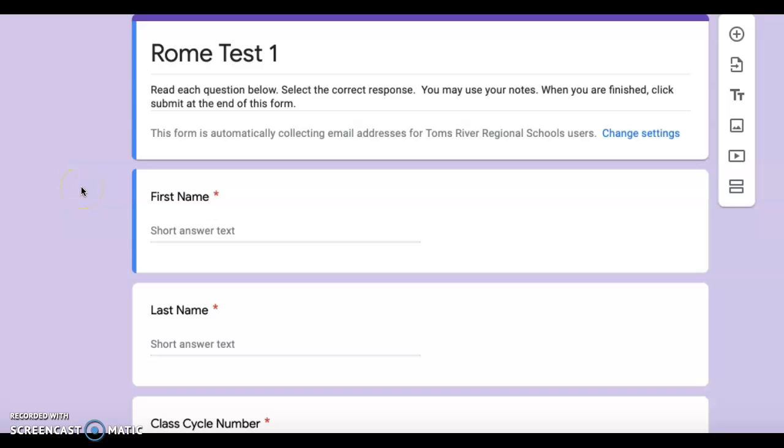Rome Test Part 1. Read each question below. Select the correct response. You may use your notes. When you are finished, click Submit at the end of the form.